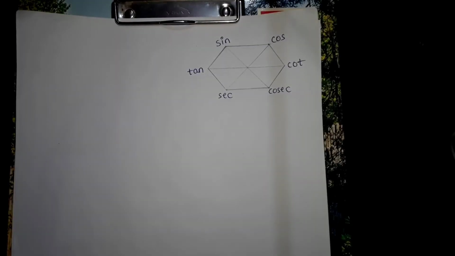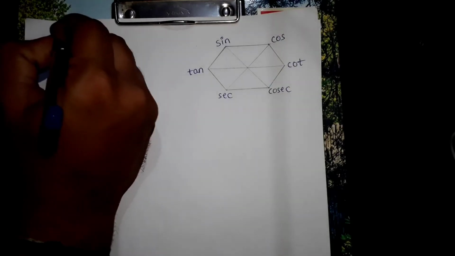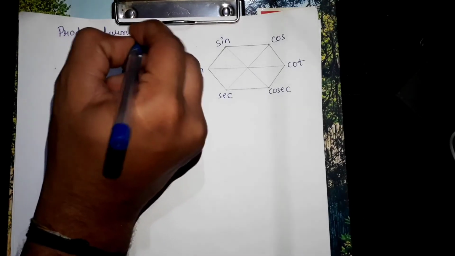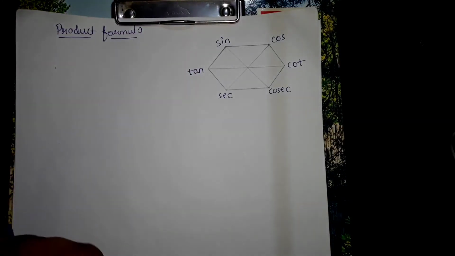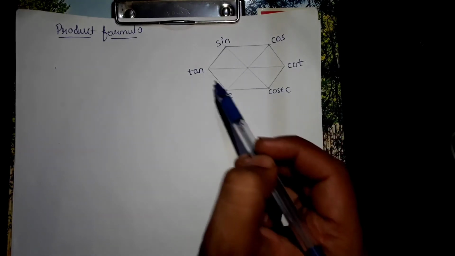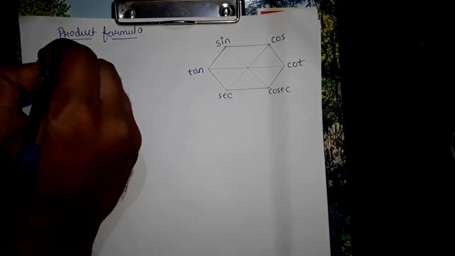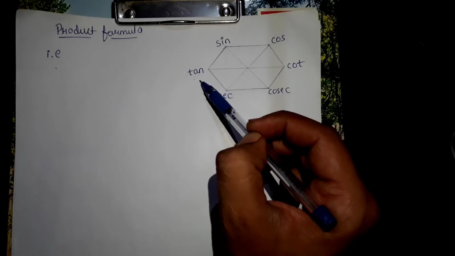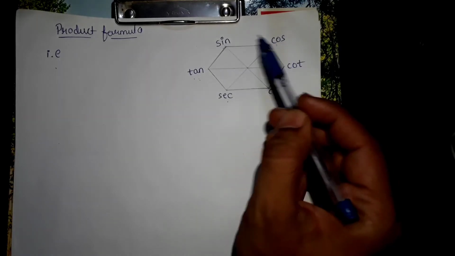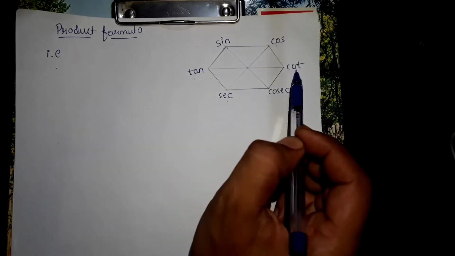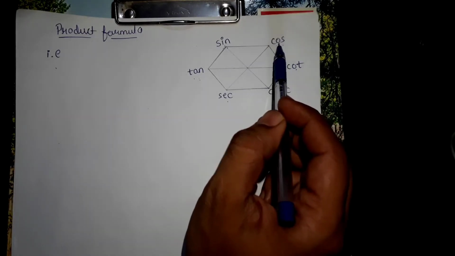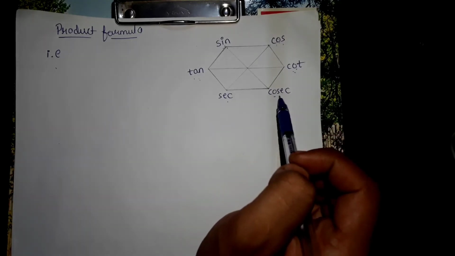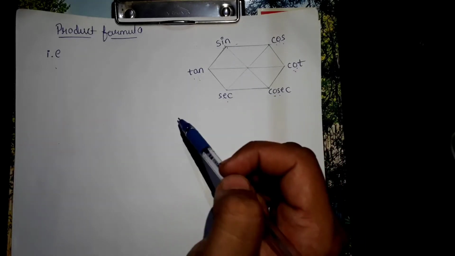Next comes the product formula. In the product formula, the product of two functions is equal to the function between them. That is, the product of sine and sec is equal to tan, tan and cos is equal to sine, sine and cot is equal to cos, cos and cosec is equal to cot, cot and sec is equal to cosec, and sec and sine is equal to tan.